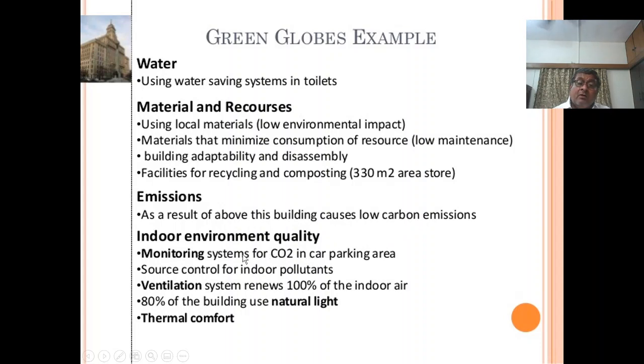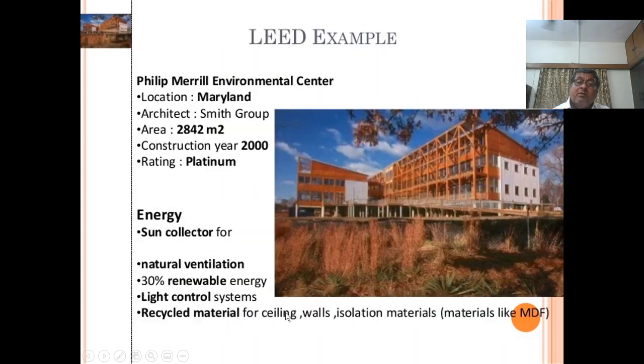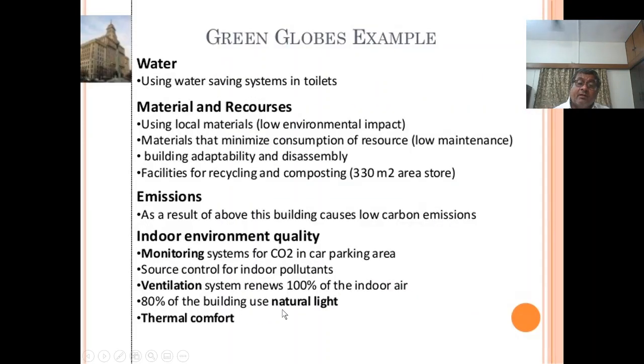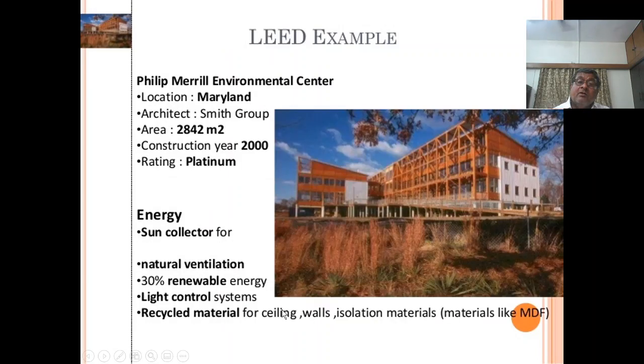Indoor environment quality: monitoring system for carbon dioxide in car parking areas. Source control for indoor pollutants. Ventilation system renews 100% of the indoor air and 80% of the building uses natural light. Then thermal comfort, total thermal comfort. Now the LEED example, the Philip Merrill Environmental Center, located in Maryland.